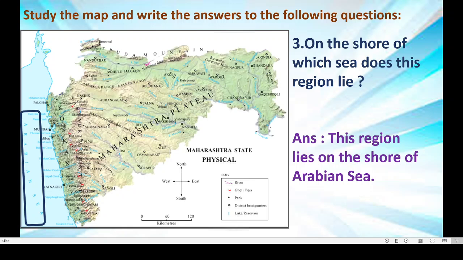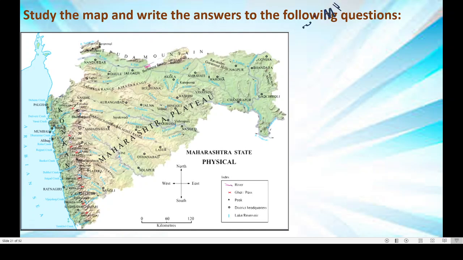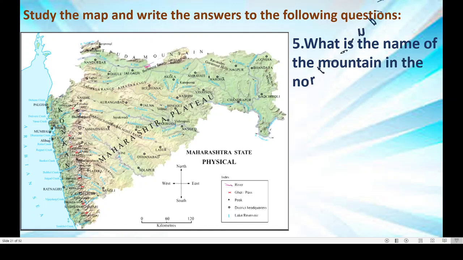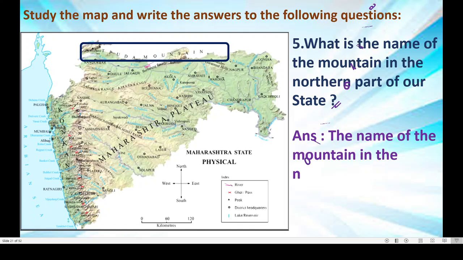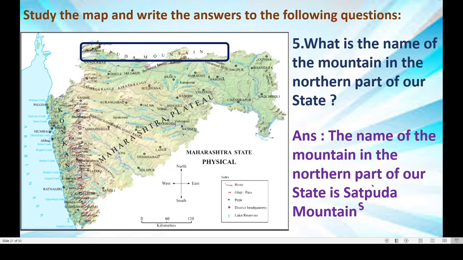Okay, now we'll move to fourth question. What is the name of the mountain in the northern part of our state? What is the name of the mountain? Northern part, up. Yes, any mountain you can see here. Northern part, yes. Yes, here we can see Satpura mountain. See this, correct? These mountains we can see in the northern part. The name of the mountain in the northern part of our state is Satpura mountain.